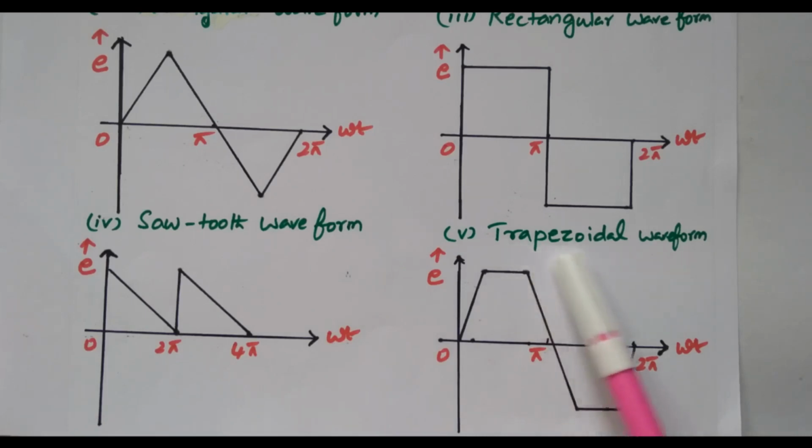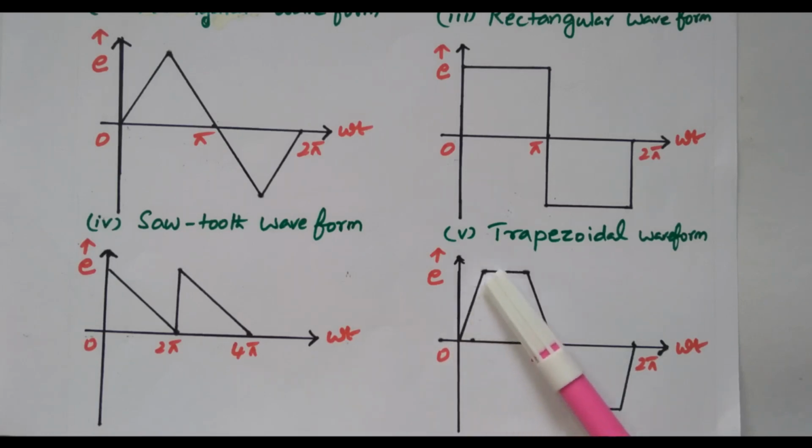We'll go to the trapezoidal waveform. It looks like a trapezoid, so that is called a trapezoidal waveform. From 0 to pi we have positive voltage. Initially it increases from 0, reaches the maximum value, stays constant for some time, then decreases and reaches the 0 value. The same thing is repeated in a negative cycle from pi to 2 pi. So we have positive and negative, and that's called an alternating quantity. Only the sawtooth waveform is non-alternating. The remaining waveforms are all alternating waveforms.